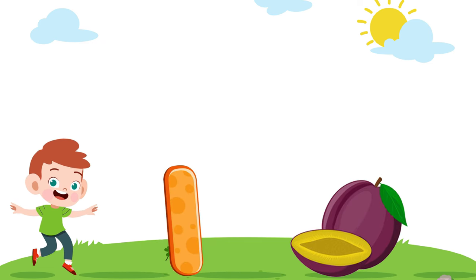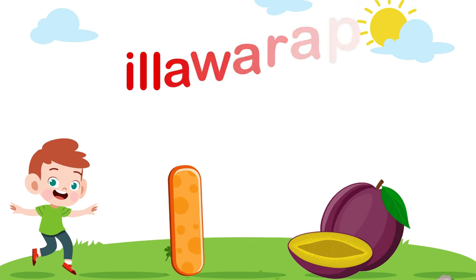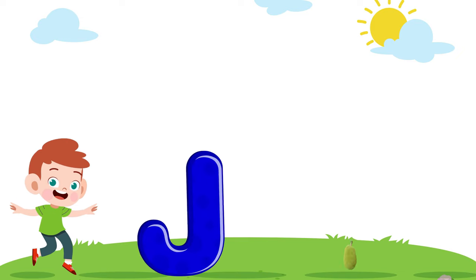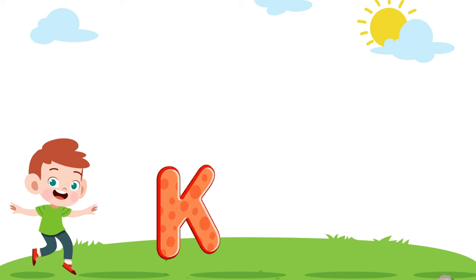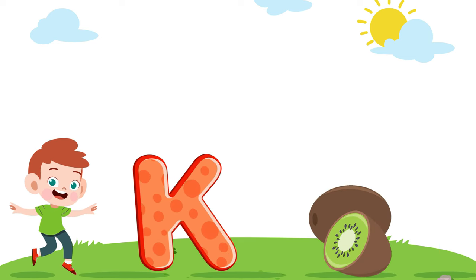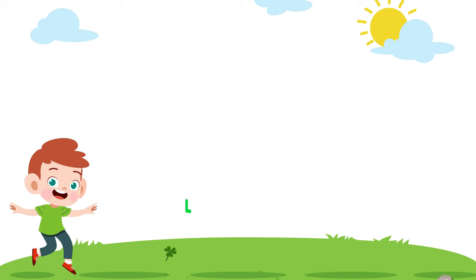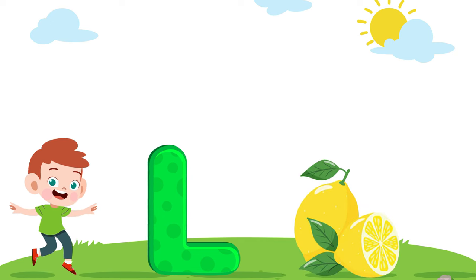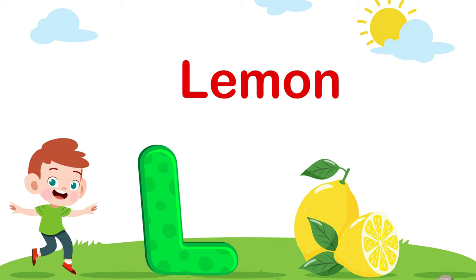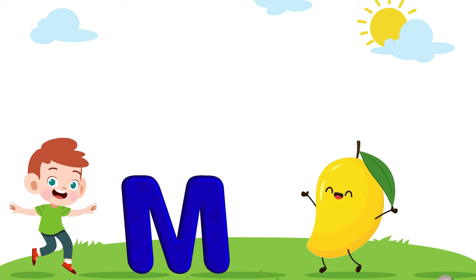I is for Illawarra Plum. I, I. Illawarra Plum. J is for Jackfruit. J, J. Jackfruit. K is for Kiwi. K, K. Kiwi. L is for Lemons. L, L. Lemons. M is for Mango.